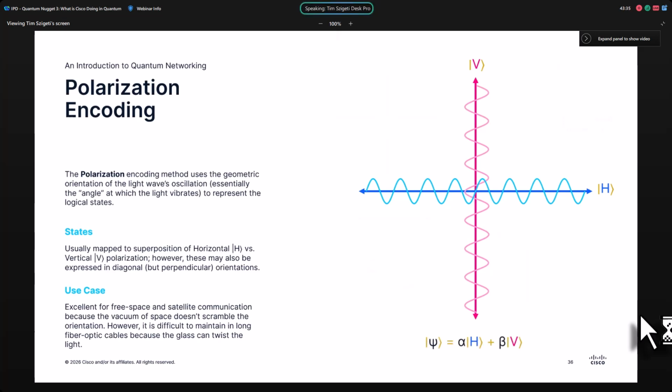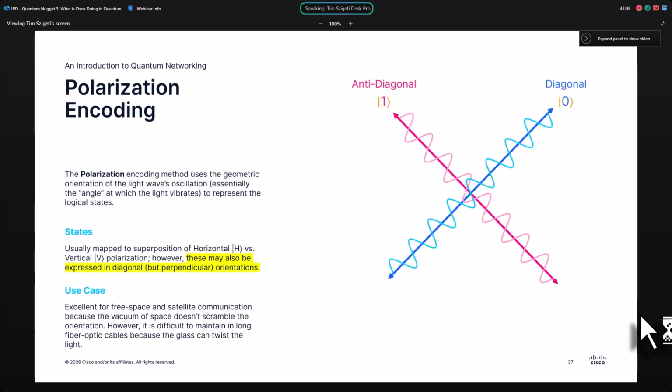Here's our quantum equation showing the coefficients of that superposition of states. And then we can do this on a vertical perpendicular axis, or sometimes it's also done on a diagonal axis. So where one axis is 45 degrees, the other one is 135 degrees, or minus 45, however you want to express that. And then this is how we express 0 and 1, as well as the superposition of states anywhere in between. It's really, really good for free space.